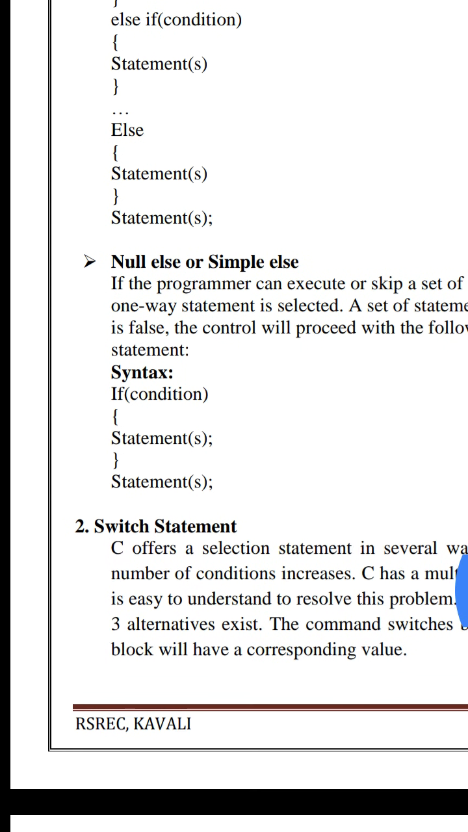Next is the null else or simple if block. Here, if a condition is there, only one block is there. If the condition is true, then execute some statements. Otherwise, it goes to the statements outside the condition. This is the way of execution of the null else or simple if statement.